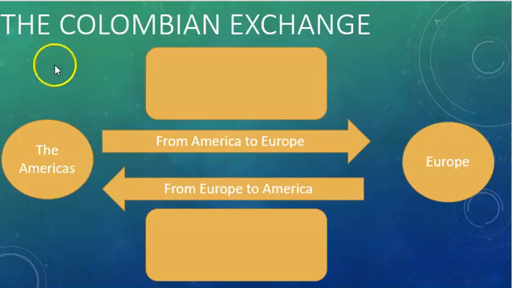And if you're writing this on paper, in your notebook, just make something like this, right? Put Europe on one side, America on the other. Put two arrows, from America to Europe and from Europe to America, and then just list a couple of items. That's all we're going to do right now. So let's just do that, right?